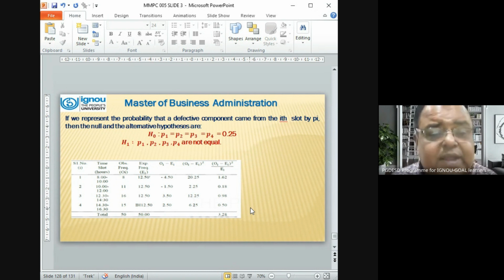If you total it, it comes out to be 50. Correct. Find out O minus E. Then find out O minus E whole square. And then find out O minus E whole square divided by E. What we get? We get a value of 3.28 after adding all these. Now what is the tabular value?